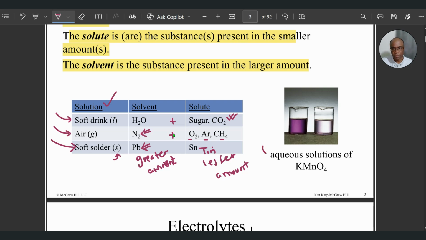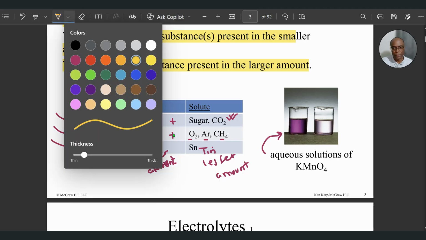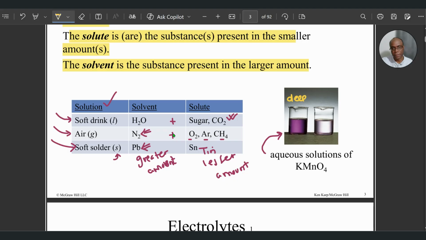Here you're looking at aqueous solutions of potassium permanganate. One is deeply colored, the other one is lightly colored. So this is deep color, this is light color. The difference here is what we call concentration, the amount of potassium permanganate, KMnO4, in a given volume. Concentration is different. So the one with deep purple has a lot of potassium permanganate. The one that is light pink has less potassium permanganate. We say it's dilute, while the other one here is concentrated.